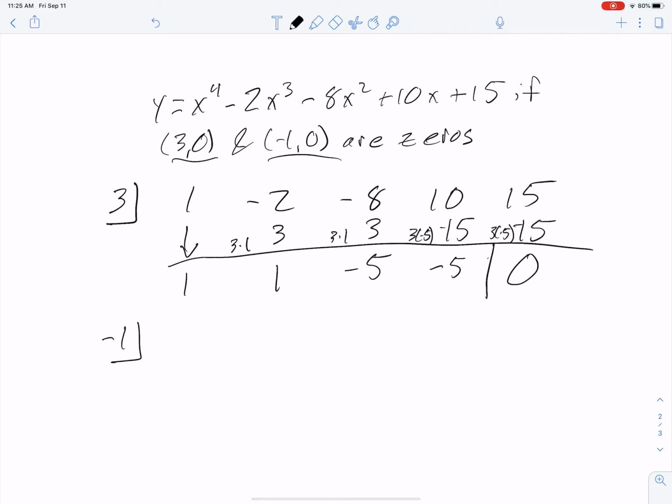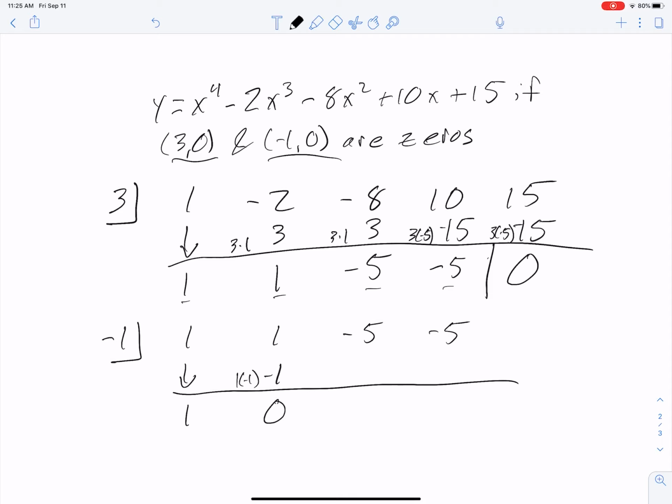Now, using what would be my new coefficients, I'll set up my next synthetic division, bring down my 1. 1 times negative 1 gets me negative 1. So 1 minus 1 is 0. 0 times negative 1 would get me 0. So I bring down my term, negative 5. And then finally, negative 5 times negative 1 is 5. And as predicted, we get 0.